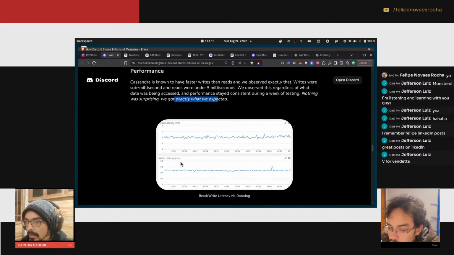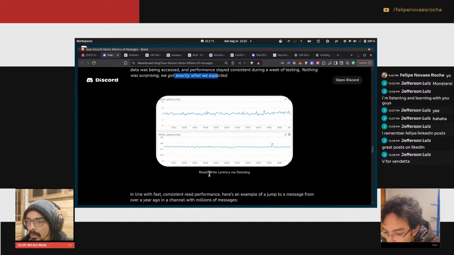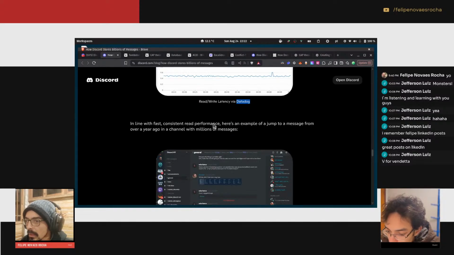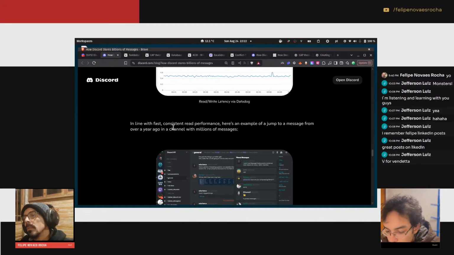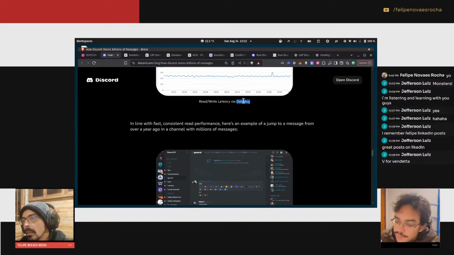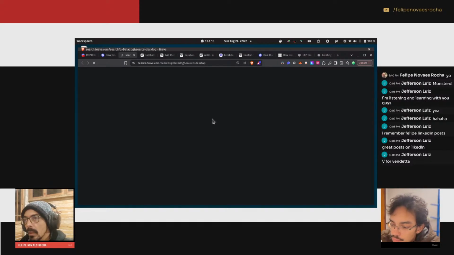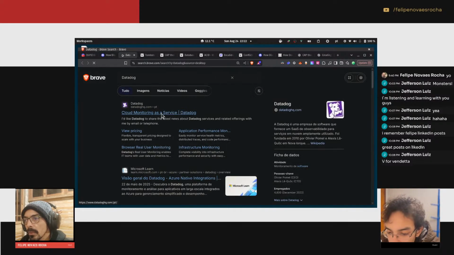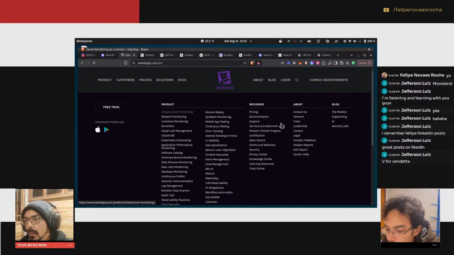So read latency, write latencies. So around 2, and here around 0 something 6 top. So the write is very fast. So latency via Datadog. You know Datadog? No. Good service for data logs and stuff. Datadog. It's a big company.